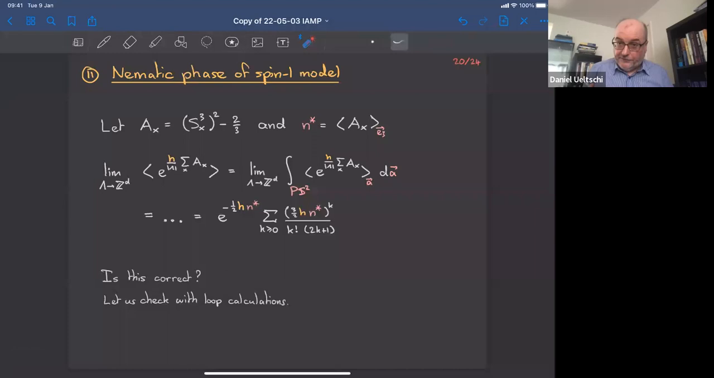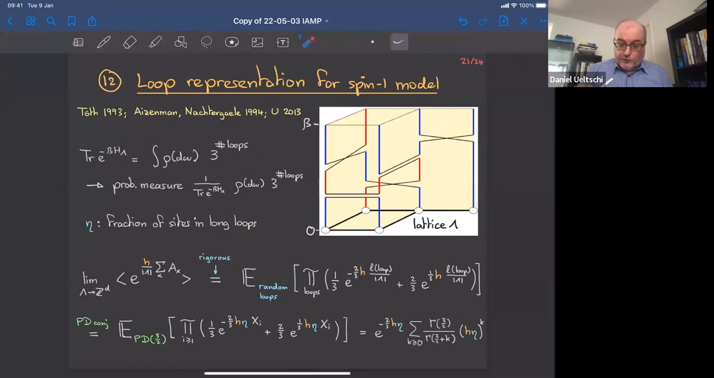So is this thing correct? Well, the idea now is to do the same calculation using the loop representation. So that's the loop representation due to Bálint Tóth, Nachtergaele, and like at some point combine the two representations, which allows to describe this nematic phase. And so just to say a few words on this representation, here we have the lattice, here it's two-dimensional.